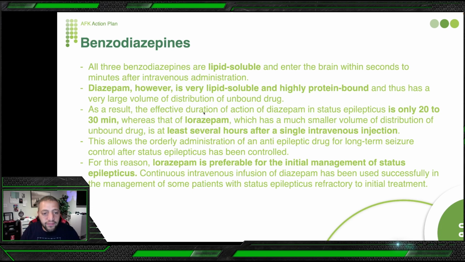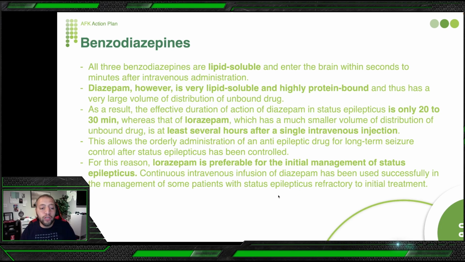As a result, the effective duration of action of diazepam in status epilepticus is only 20 to 30 minutes, whereas that of lorazepam, which has a much smaller volume of distribution of unbound drug, is at least several hours after a single intravenous injection. So you can come to the conclusion of the orderly administration of antiepileptic drugs for long-term seizure control after status epilepticus has been controlled. We tend to use lorazepam as the preferable drug for the initial management of status epilepticus, but continuous intravenous infusion of diazepam has been used successfully in some patients with status epilepticus refractory to initial treatment.